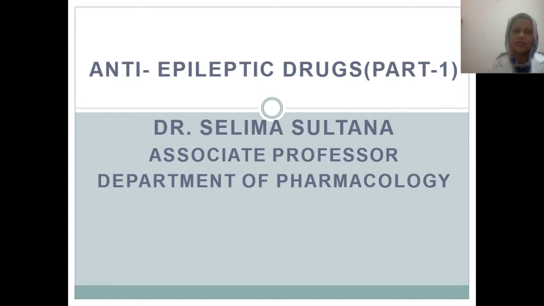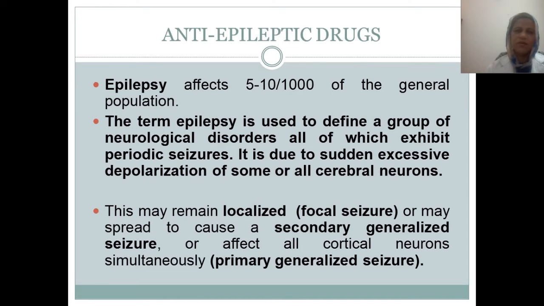Today I am going to discuss anti-epileptic drugs, part 1. Epilepsy appears in 5 to 10 per thousand of the general population. The term epilepsy is used to define a group of neurological disorders, all of which exhibit periodic seizures. It is due to sudden excessive depolarization of some or all cerebral neurons.